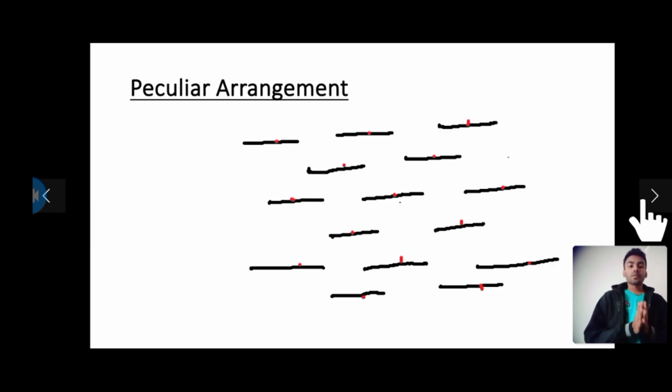The collagen fibrils are many in number, and they are arranged in a particular manner within the corneal stroma. They are not located haphazardly. There is a peculiar arrangement of these corneal lamellae or collagen fibrils. So what is that peculiar arrangement? These corneal lamellae or collagen fibrils are parallel to each other, and at the same time they are parallel to the corneal plane also. So this is the peculiar arrangement.